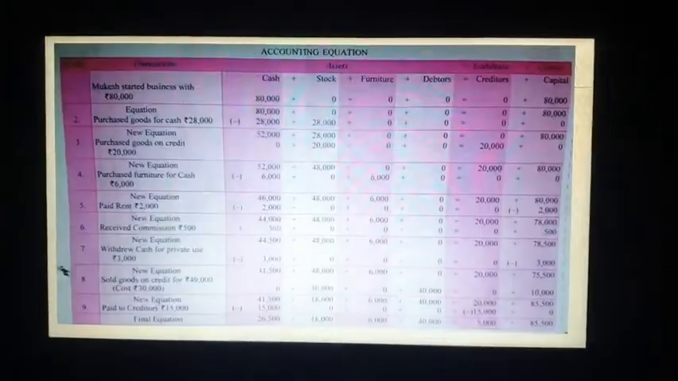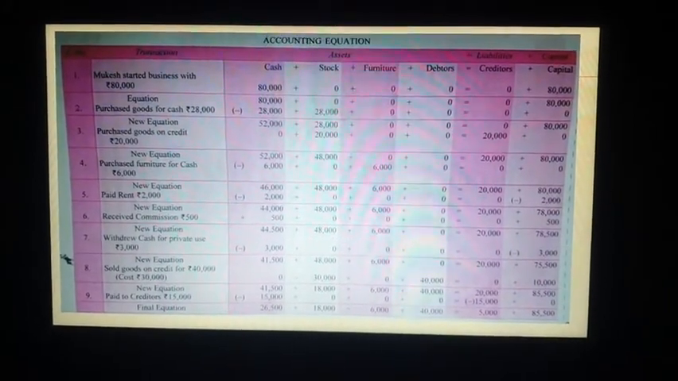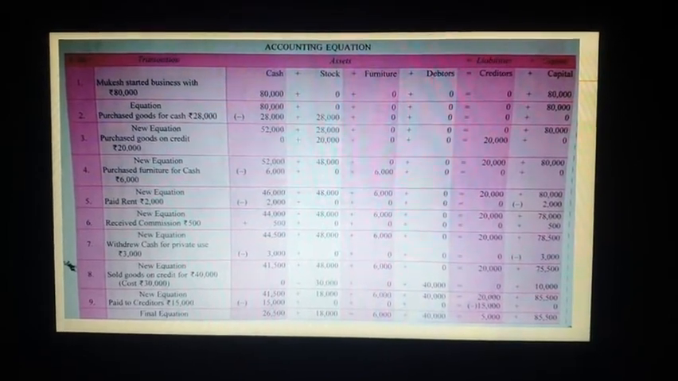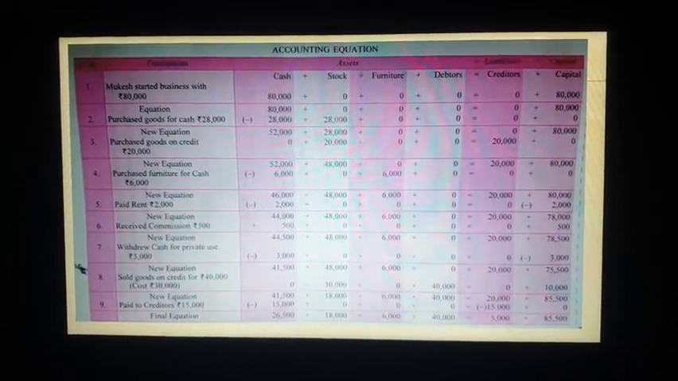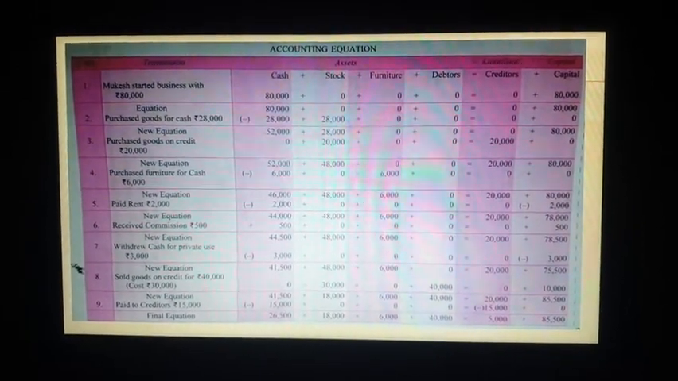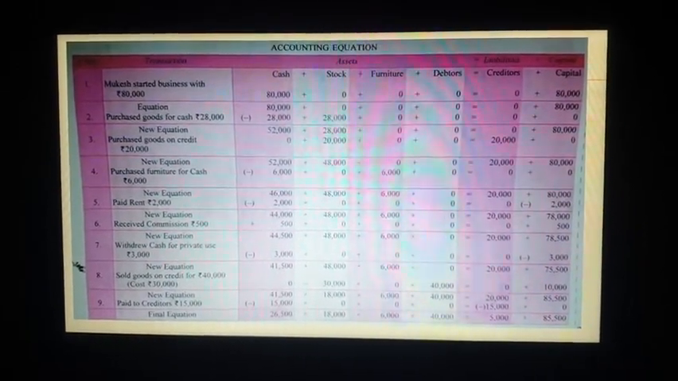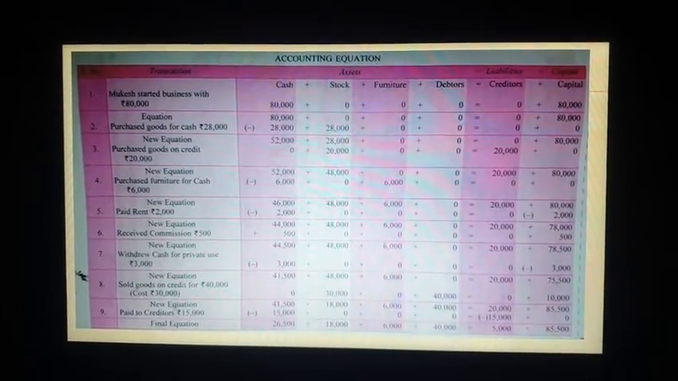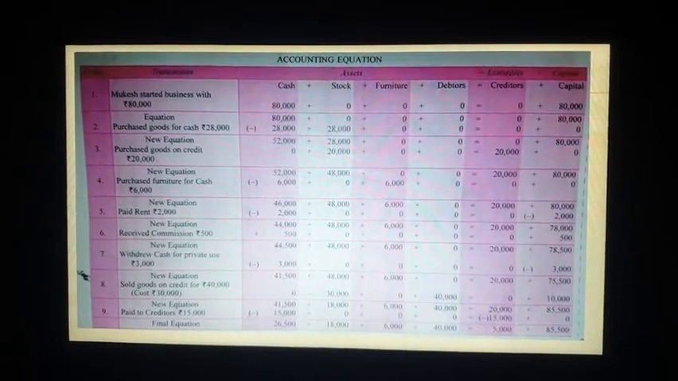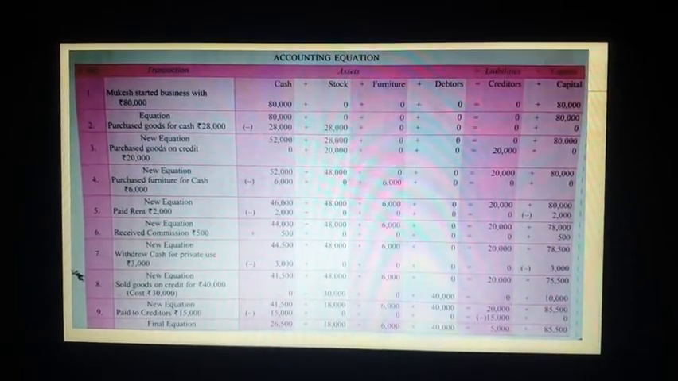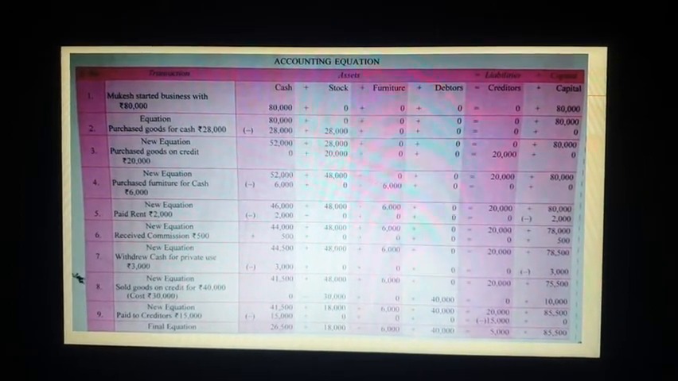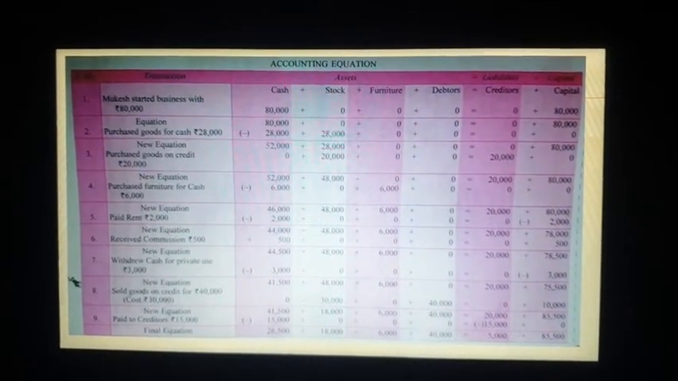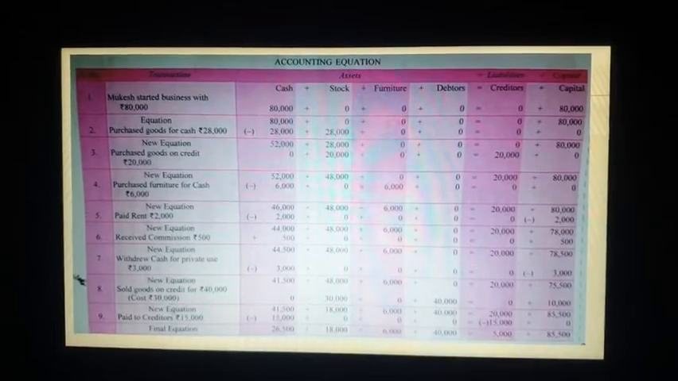So move to the answer part. Fourth equation, that cash is decreased by 6,000 and again on the asset side furniture is added up by 6,000 and there will be no impact on liability and capital. So after this fourth transaction, cash is 46,000, stock is same 48,000 and furniture is added by 6,000. So the total comes to 1 lakh and on the liability side creditor will be the same 20,000 and capital will be the same 80,000. So after the fourth equation, the total of all the asset is equal to liability plus capital.